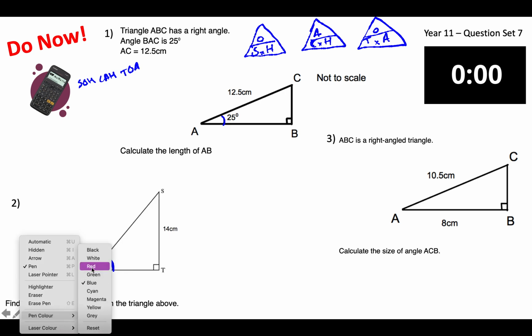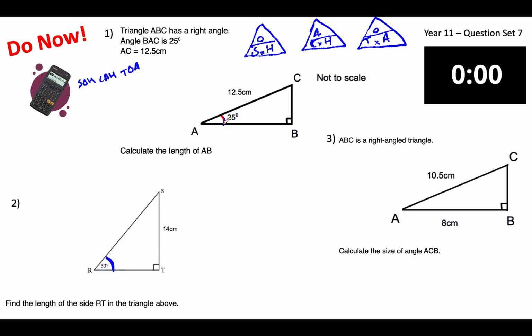I'll use a different pen for that. So there's my angle. So that is the opposite side. That is the long side, so it's the hypotenuse. And that is the adjacent one next to it. Right, now I'm trying to find the length of AB. So that is this side here, the adjacent side. This is the side we're not using then, because it's not in the question.